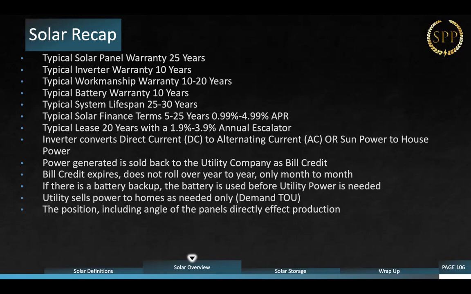Now, leases, we haven't talked much about this. We'll talk more about it later because we just don't like them. We don't really offer them. But a lease is typically a 20-year lease with a 1.9 to 3.9% annual escalator.